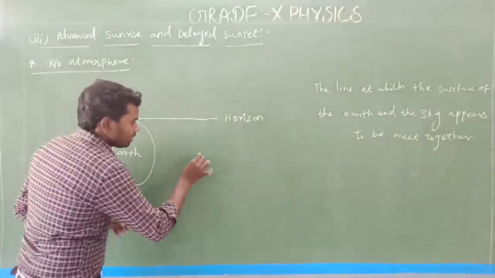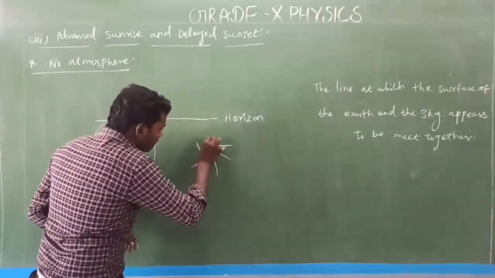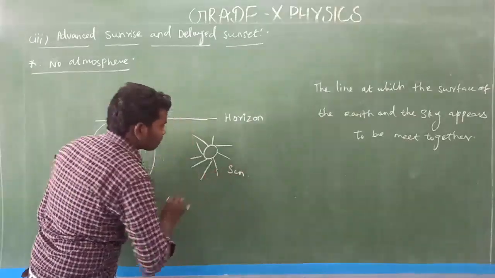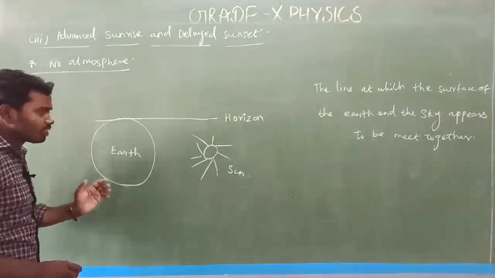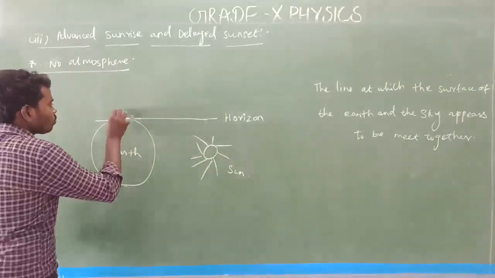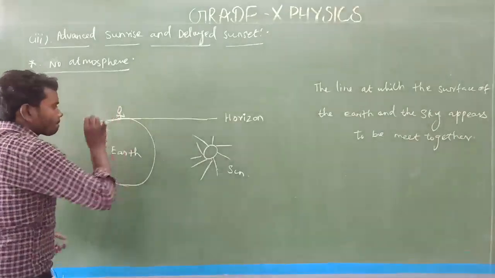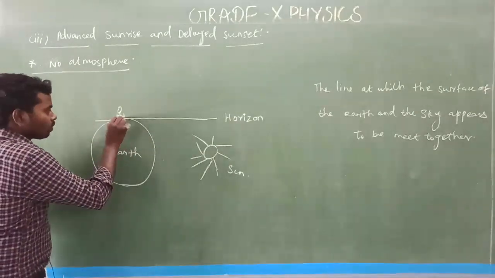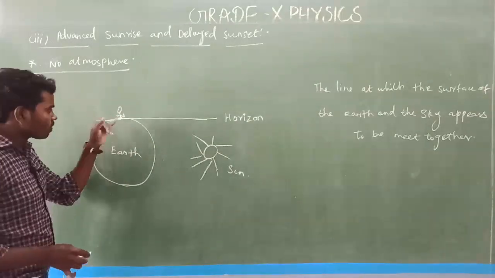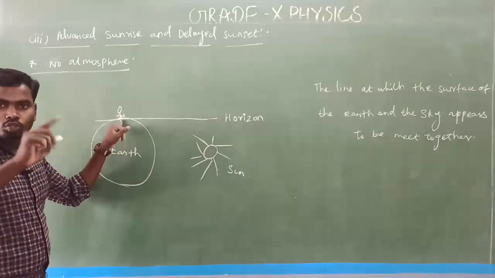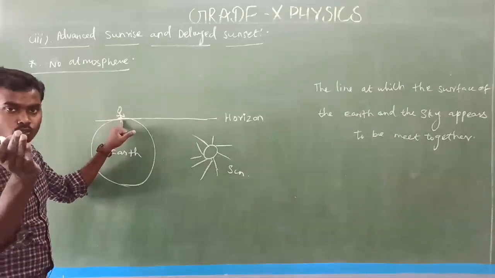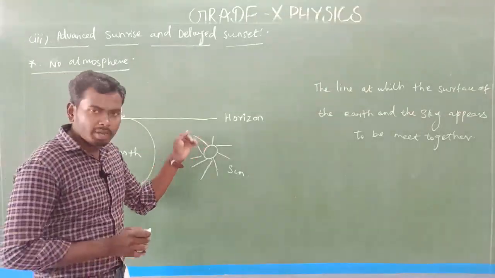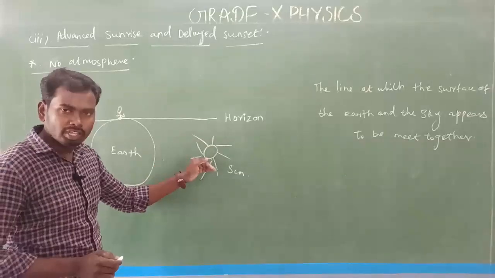Now consider the sun is here. On the Earth's surface there is no atmosphere. We are living on the Earth's surface. Consider this point, we are standing here to see the sunrise. Is it clear? So actually the sun is below the horizon.